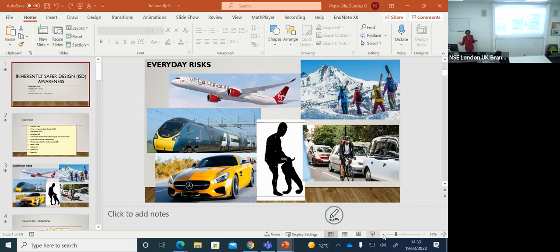But we all do these things without batting an eyelid, without thinking about it too much. Why do we do that? I think we do that because somewhere in our heads, we look at the benefits of doing these activities, and we look at the risk, and in our head we're thinking, oh, there's more benefits than risk. And so we do those activities without worrying about the risk.